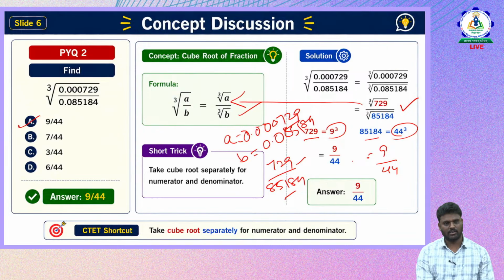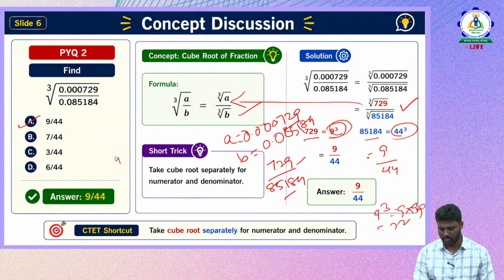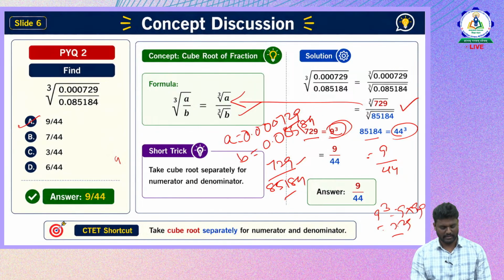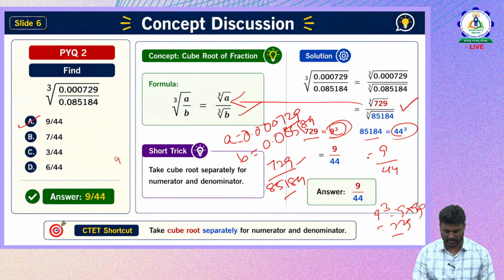So now if you look at the 729, which number ends with 9 as a cube root? If we think about cube roots, we can identify that 9 cubed ends with 9, so 729 is the perfect cube of 9. Therefore 9 cubed is equal to 9 into 9 into 9, which is 729. With this, we can identify which given option is the correct option.